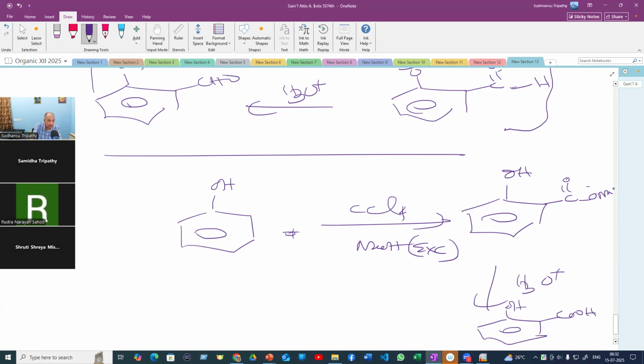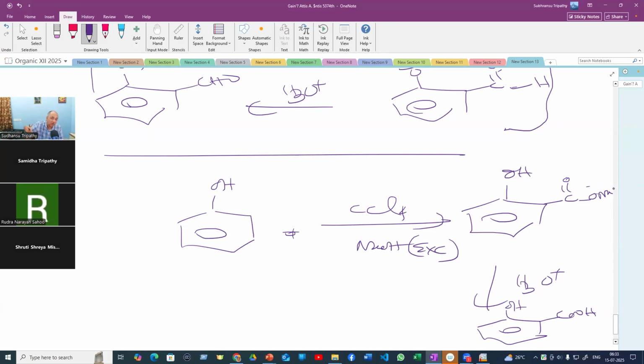It simply attacks, one chloride ion goes, no generation of any carbene. Mechanism is similar, ortho carboxylation, and there will be CCl3. Very simple mechanism. NaOH will make it O minus. Then this enolate ion will come here and this ortho attack will happen. One chloride will go. Then CCl3. And again, excess of OH minus will make it OH, OH, OH.